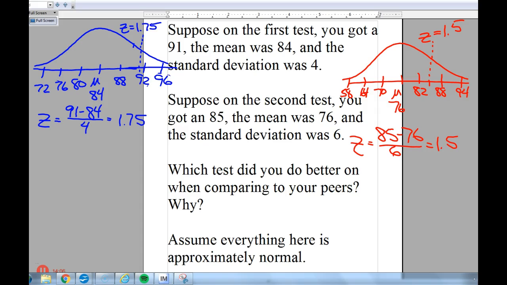So second Z score is 1.5. So who did better, first test or second test? First test, because your Z score is higher, you're further above the mean. We haven't learned how to find percentiles yet, but we will. Questions on this anywhere?